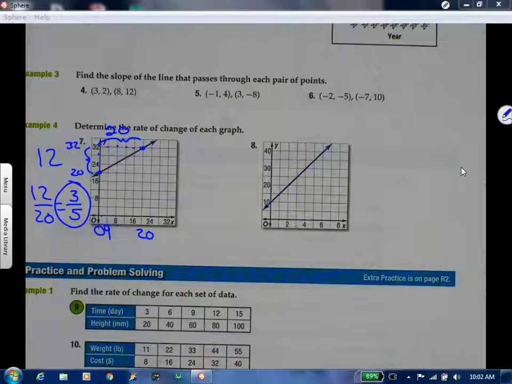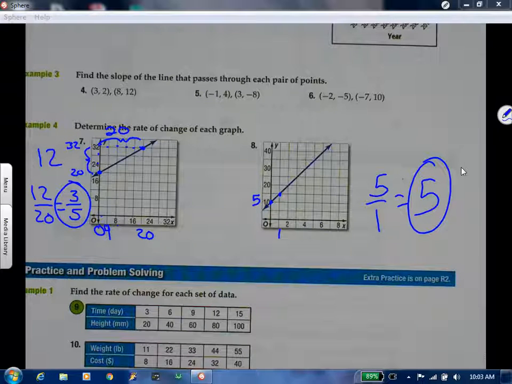Okay. How much did I go up when I went up one line? 5, right? I went from 10 to 15. How much did I go over? 1. So this slope would be 5 over 1, which is 5. Okay. Which one's steeper between these two, the 3/5 or the 5? Which one is the steeper line? 5. 5 is bigger, right?